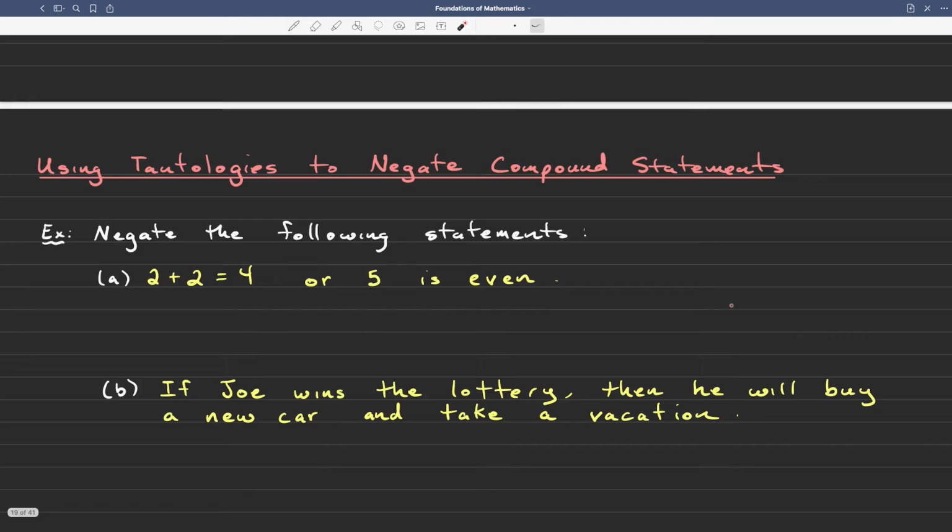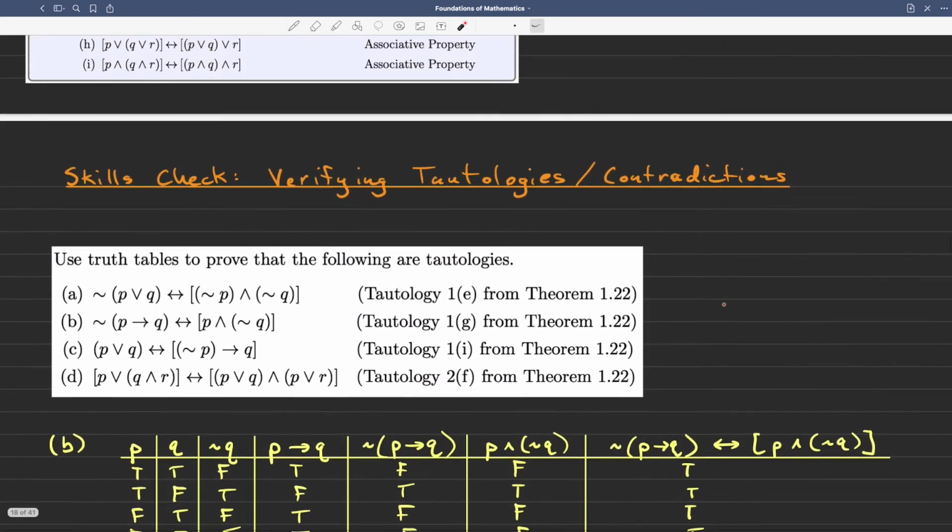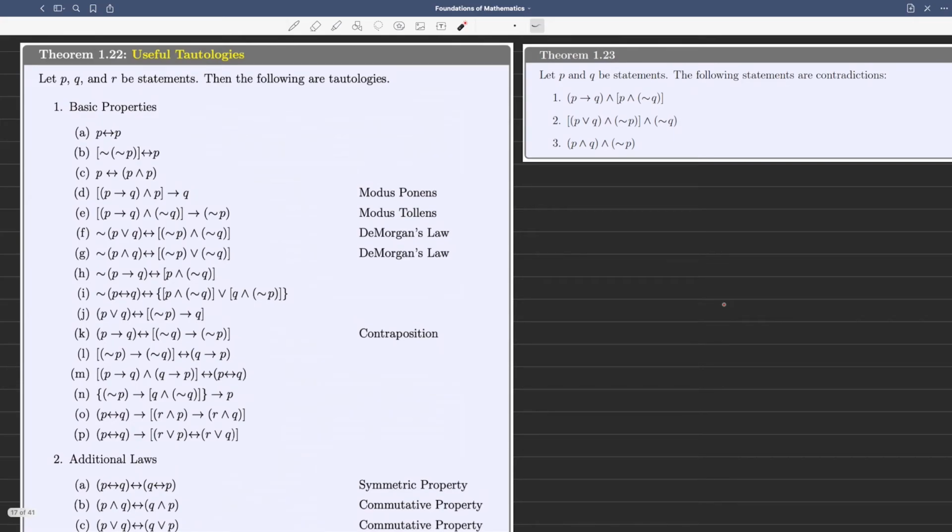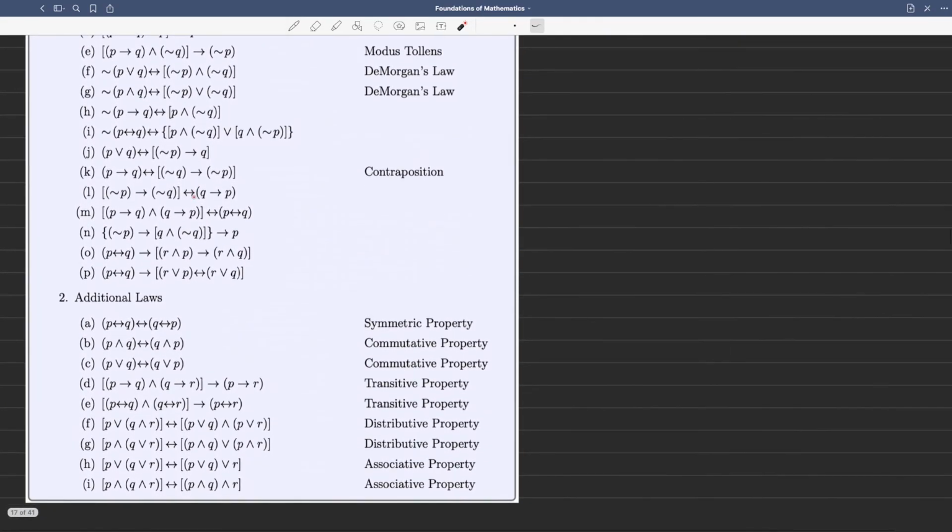So some of the tautologies are useful for negating compound statements. Let's go back up to the list of tautologies that involve negation. Theorem 1.22, part 1, subparts F through I are very useful for negating things. So part F tells you how to negate ors, part G tells you how to negate ands, part H tells you how to negate implication, if then, and part I gives you a way of negating a biconditional. So those are the main properties we're going to use here. I suppose part B gives you a way to do a double negation if you need that one, but that one's kind of obvious anyway.